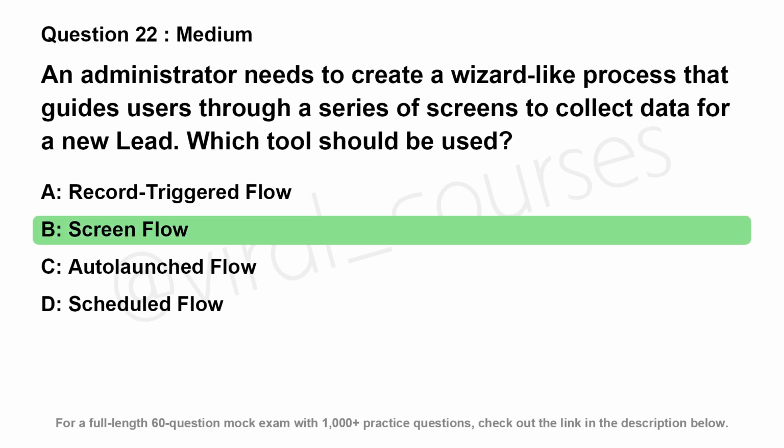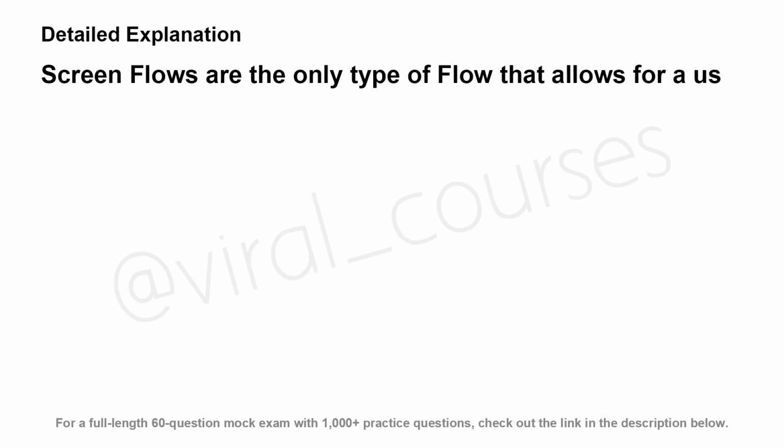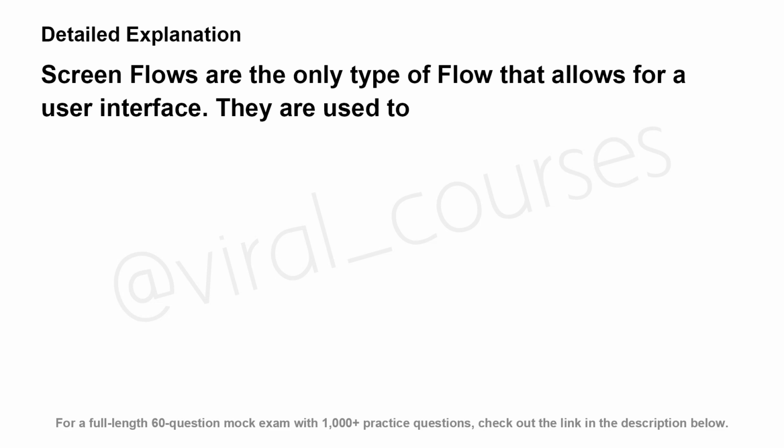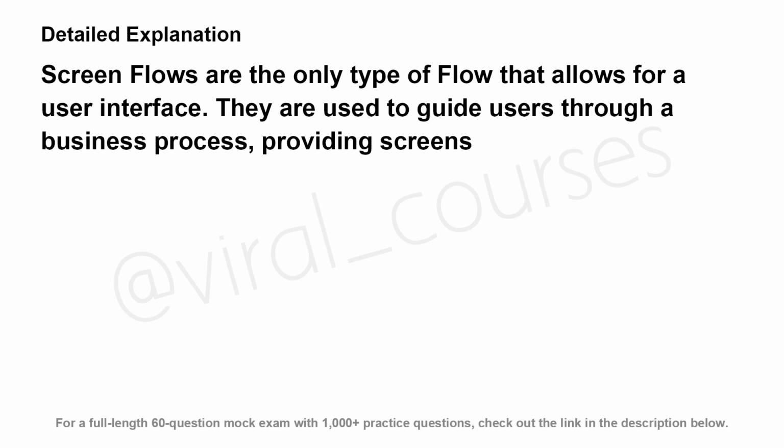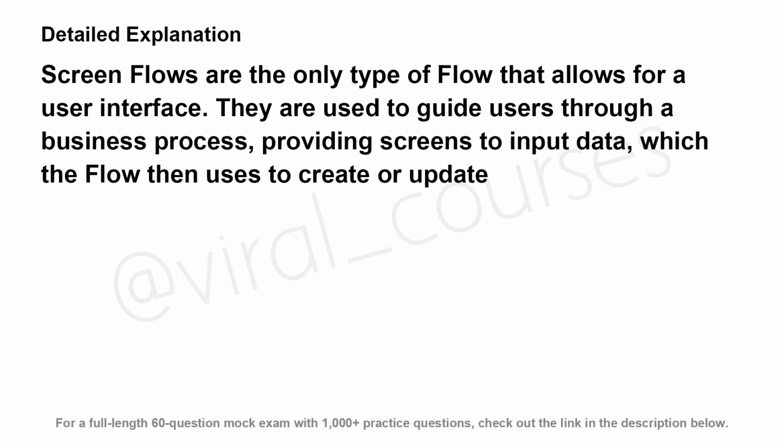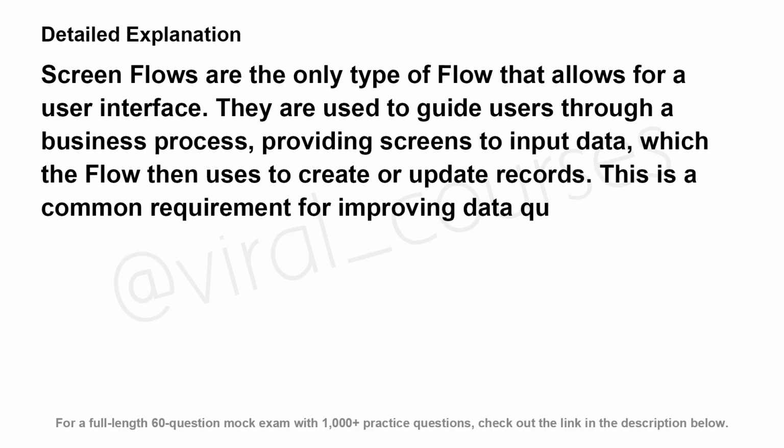The correct answer is B. Screen flows are the only type of flow that allows for a user interface. They are used to guide users through a business process, providing screens to input data, which the flow then uses to create or update records. This is a common requirement for improving data quality and user experience.